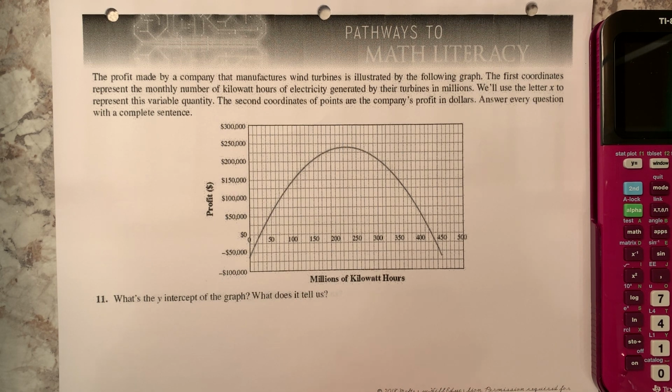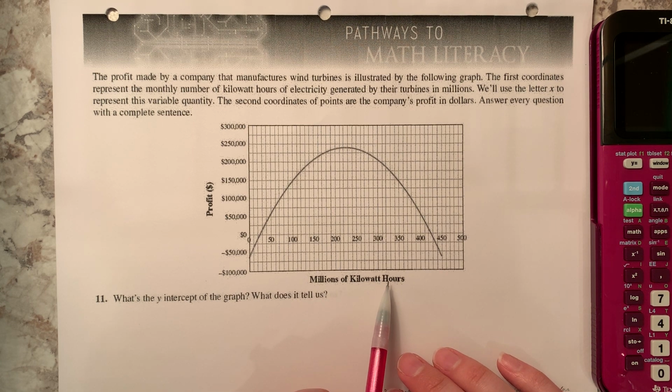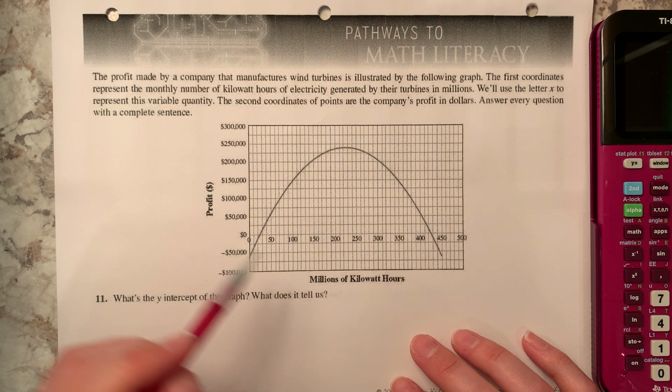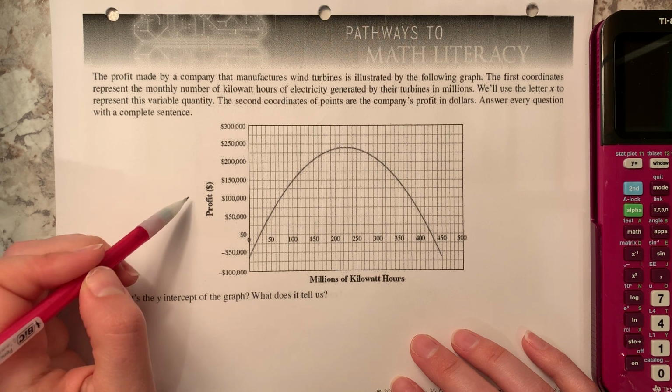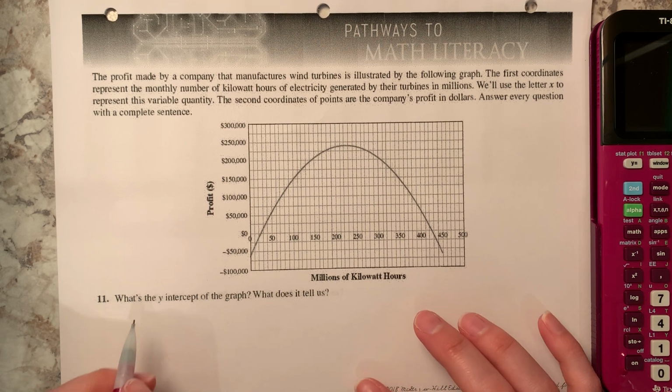All right, the profit made by a company that manufactures wind turbines is illustrated by the following graph. The first coordinates represent the monthly number of kilowatt hours of electricity generated by their turbines in millions. We'll use the letter X to represent this variable quantity. The second coordinates of points are the company's profits in dollars. Answer each question with a complete sentence. Again, I'm just going to write the answers to save some time.